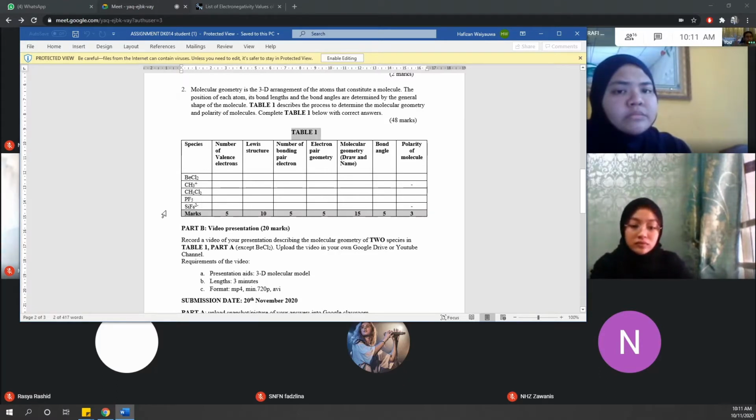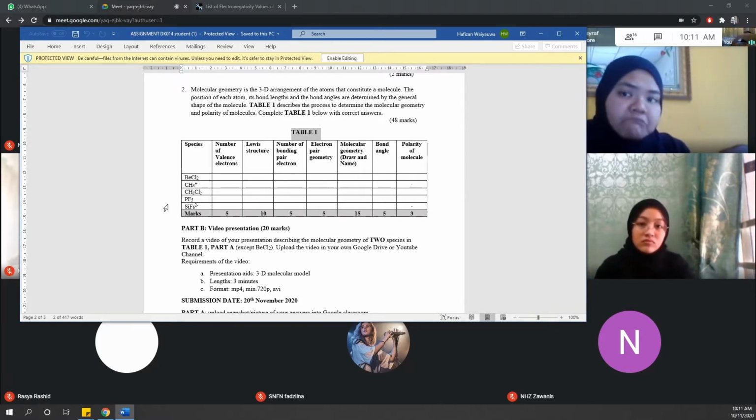For example, PF5, this is actually the structure. Its shape is like this. It's called trigonal bipyramidal, because it has two pyramids, one pyramid on top and one pyramid at the bottom. If you wait for me to teach you, you won't get there. Try to research it by yourself. I think you can complete Part A just from Google.